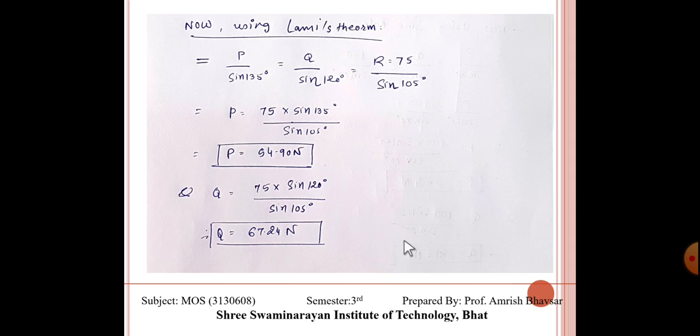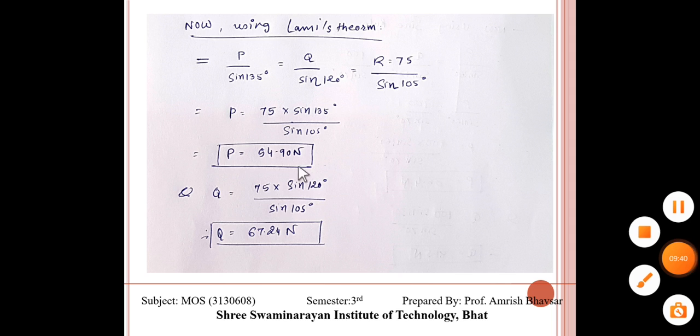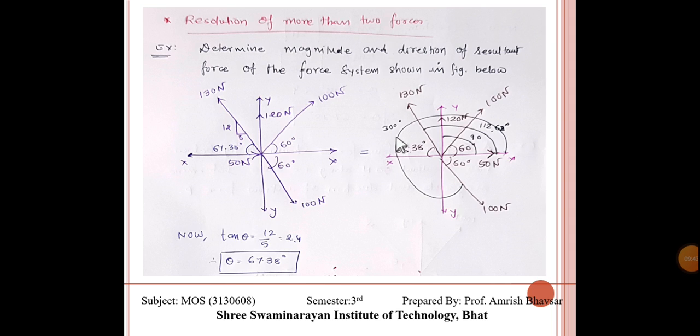Now, using Lami's theorem and the sine rule, P upon sin 135 is equal to Q upon sin 120 is equal to 75 upon sin 105. Now, we can get P and Q from pairing of these. First, we are going to take the pair of P with R, and the second time we are going to take the pair of Q and R. So, we will get our resolution P and Q. Clear?